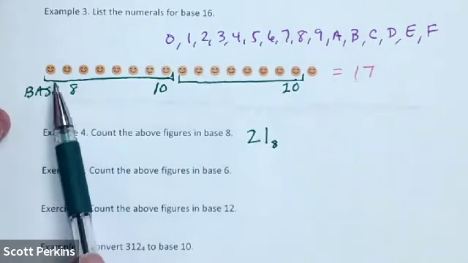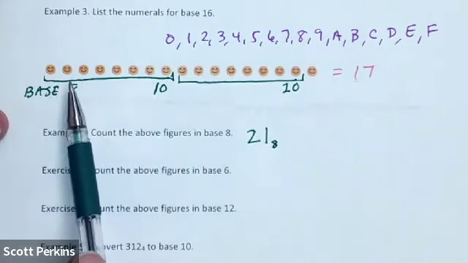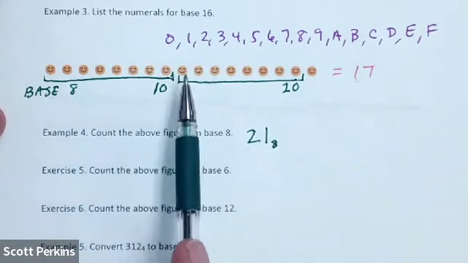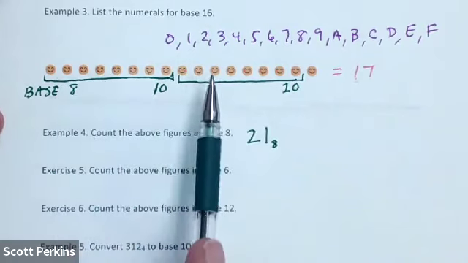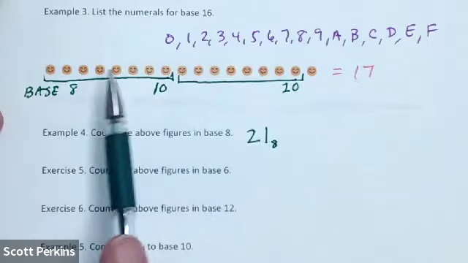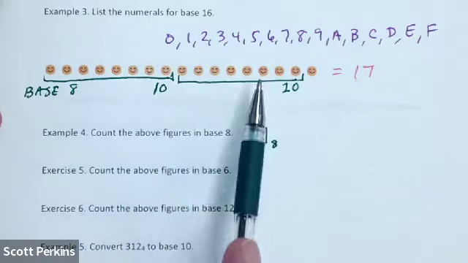What I want you to do with the smiley faces for exercise 5 is I want you to count them up in base 6. So what that means you're doing is you're saying, how many groups of 6 and how many left over do I have when I count in base 6? Give it a try.